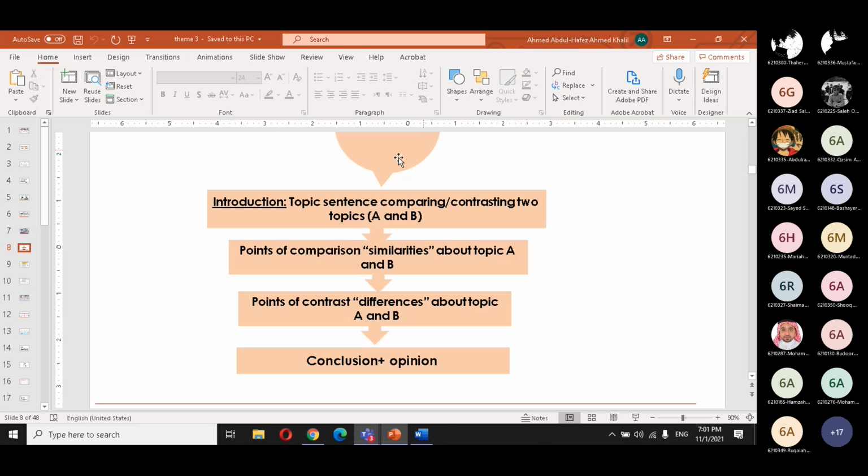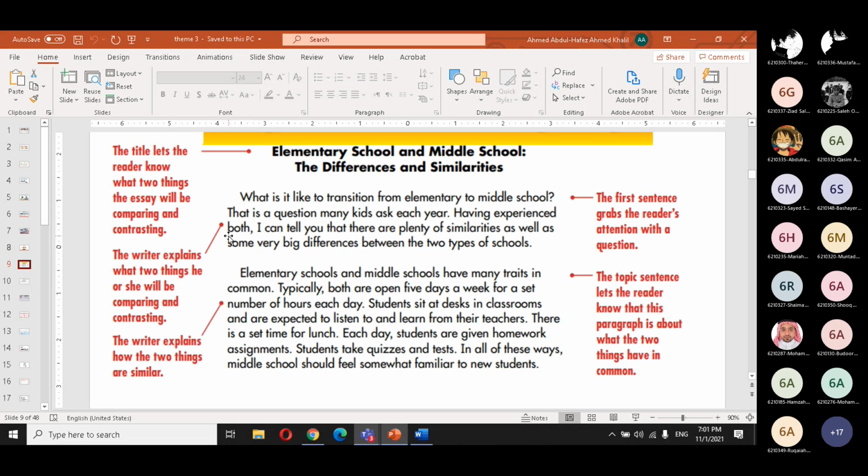Okay? So this is the full essay, 4 paragraphs. But as I said before, you can choose to write the full essay, 4 paragraphs, or you can choose to write about only similarities or only differences. With the introduction and the conclusion, it will be 3 paragraphs only. Okay? Look at this. This is a model.